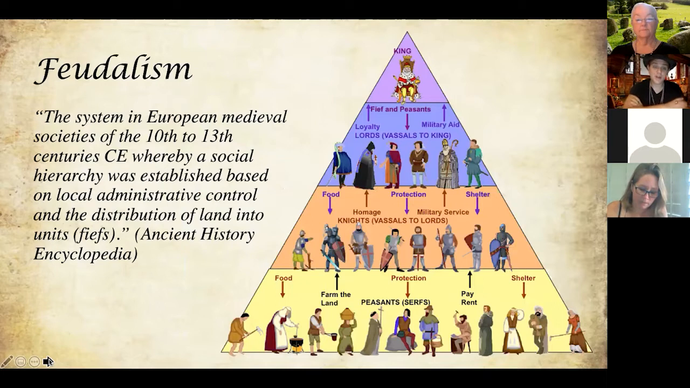The first of these major concepts is feudalism, which can be simply defined as a system in the European medieval societies from about the 10th to the 13th centuries, where a social hierarchy was established based on local administrative control and the distribution of land into units called fiefs. Essentially, what you would have is one massive landowner who was the monarch. They were all powerful, but they could not govern all of their land by themselves. So what they would do is they would parcel pieces of it out to their most trusted attendants and warriors.